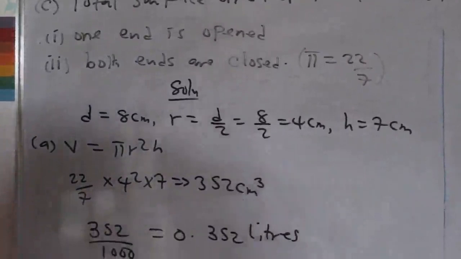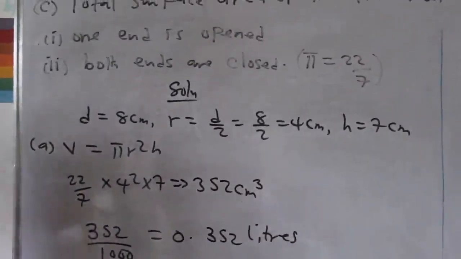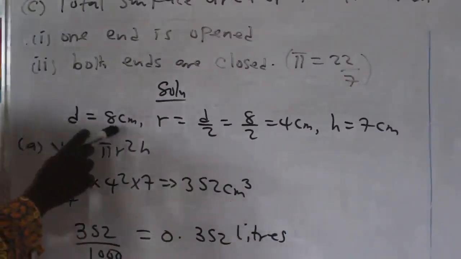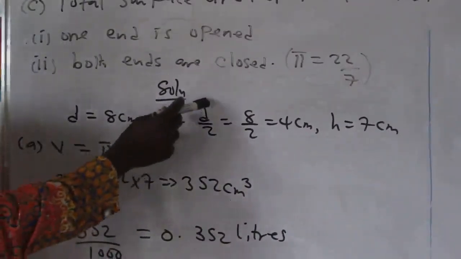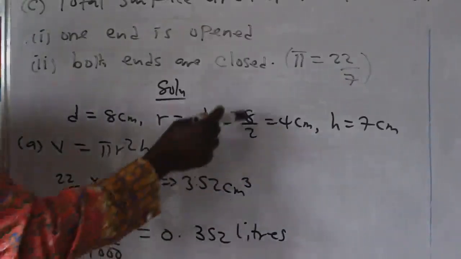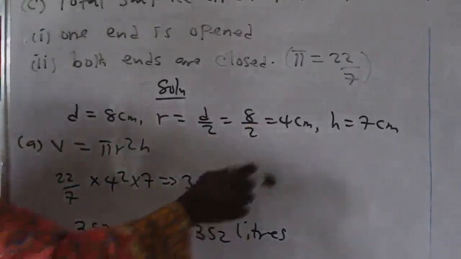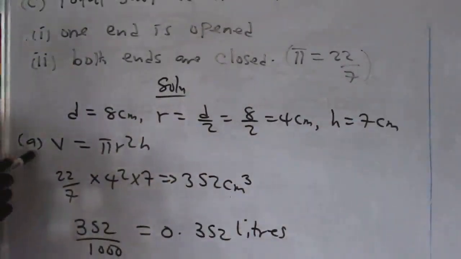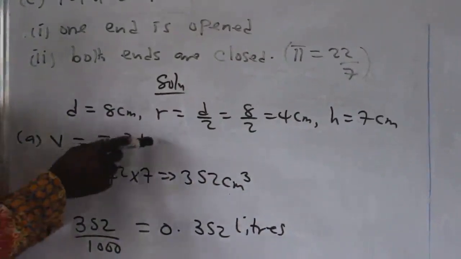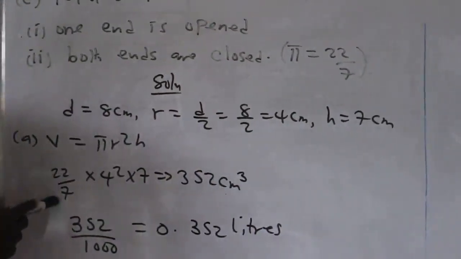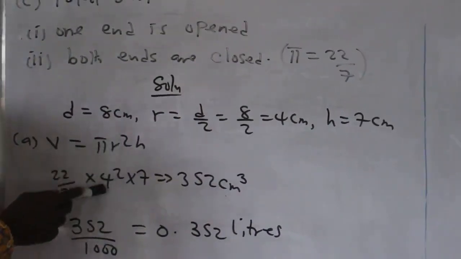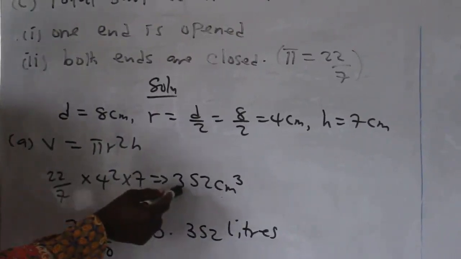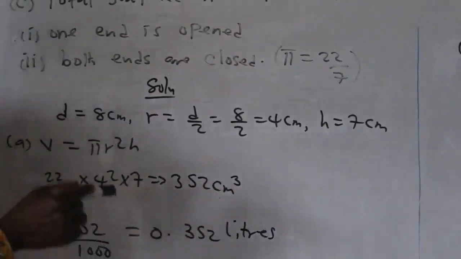The tin is in the form of a cylinder. Now the diameter is 8. To find the radius, you have to divide the diameter by 2. So 8 divided by 2 will give you 4. We are given the height as 7 centimeters. The volume of the cylinder is given as pi r squared h. Our pi is 22/7 times our r is 4, that is 4 squared, times 7. If you simplify this, we are going to have 352 centimeters cubed.